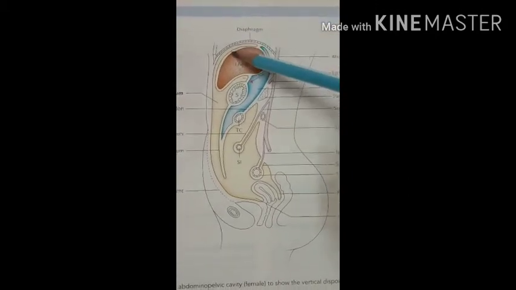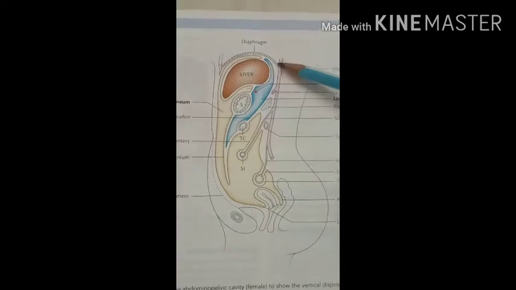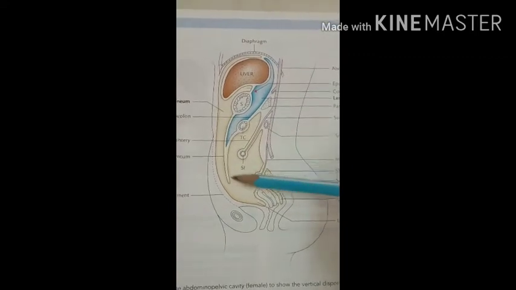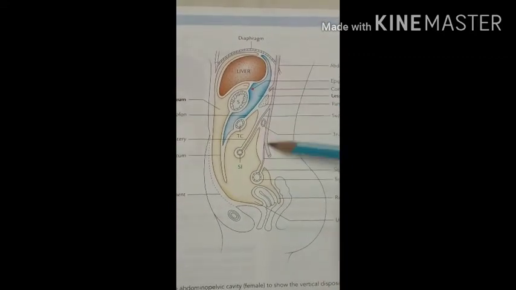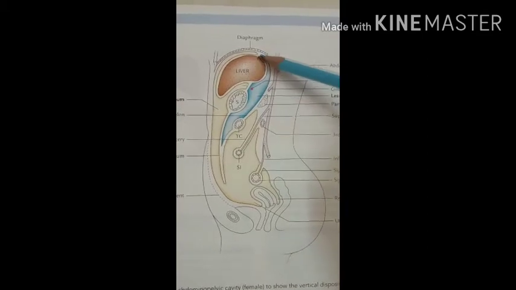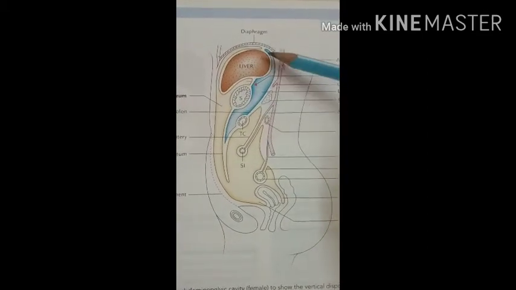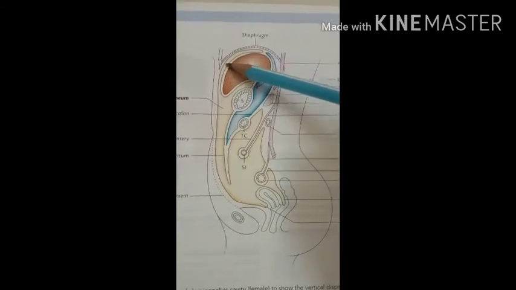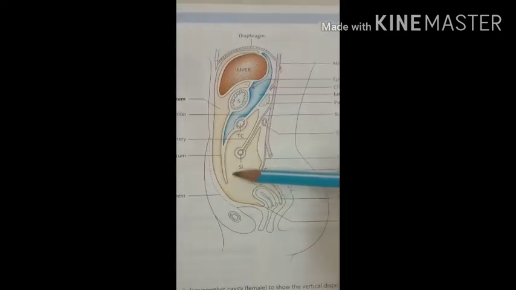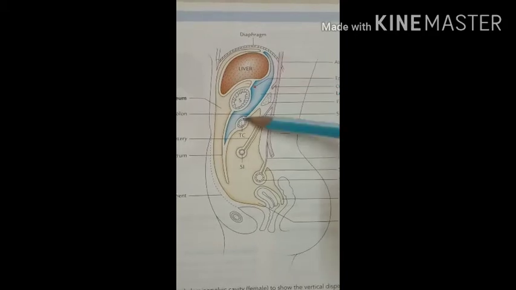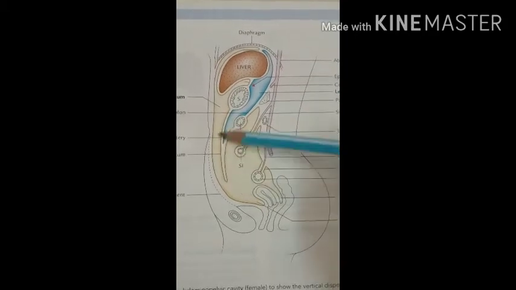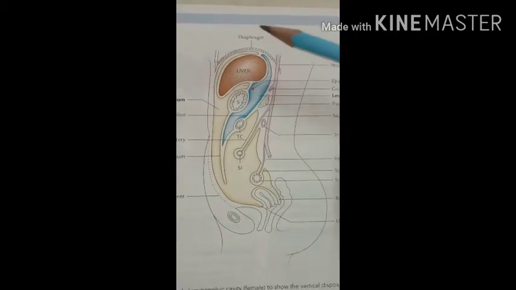So here you can see the diaphragm, and below the diaphragm is the total abdominal cavity. Most of the digestive organs are present in the abdominal cavity, and they are covered by the serous membrane. So this is called the peritoneal membrane or the peritoneum. Here you can see.